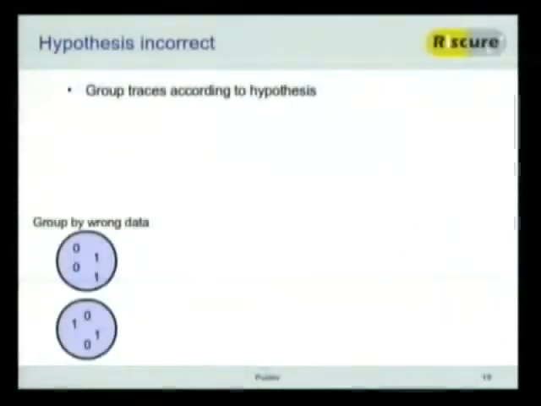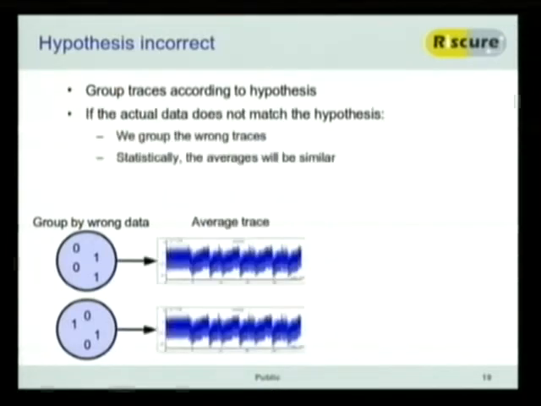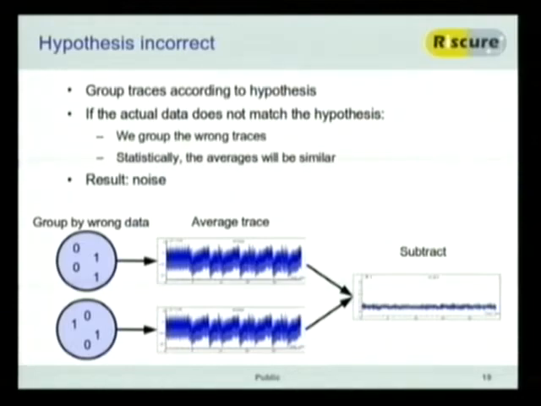So let's first see what happens if you take a wrong hypothesis. Again, we're going to calculate this differential trace. So the first step is we're going to group the data differently. So here we've grouped them by the wrong data in both cases. Now if we calculate the average here, these will statistically actually not differ at all, because you've done something wrong and it just all gets messed up in the grouping. So what you see is noise.